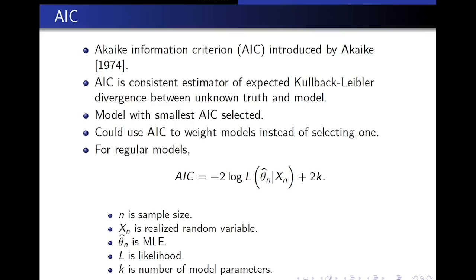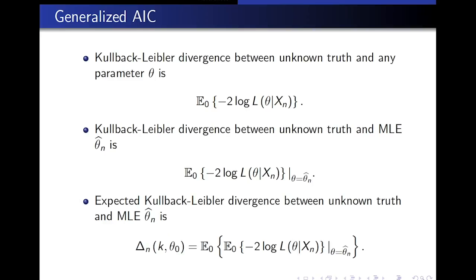The AIC is a consistent estimator of the expected Kullback-Leibler divergence. The candidate model with the smallest AIC is selected, or candidate models with lower AIC are weighted more heavily. For regular models with no singularities or boundaries, the AIC is -2 times the logarithm of the maximum likelihood plus 2 times the number of parameters. So now we're going to have a look at how we generalize the AIC to allow for singularities and boundaries.